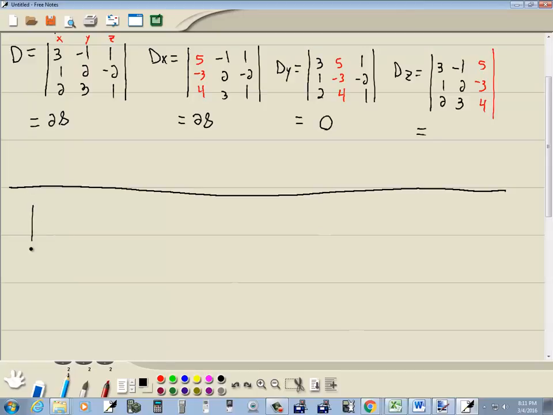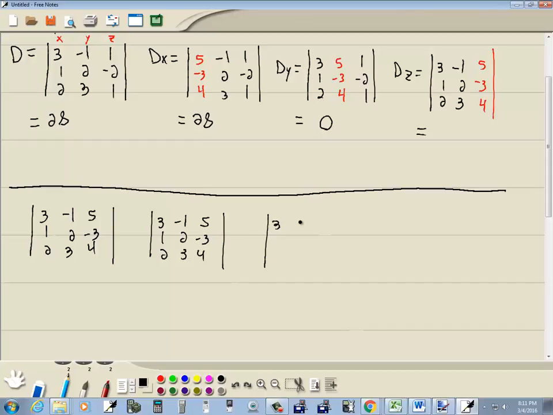So we're going to have 3, negative 1, 5, 1, 2, negative 3, 2, 3, 4, written out three times.